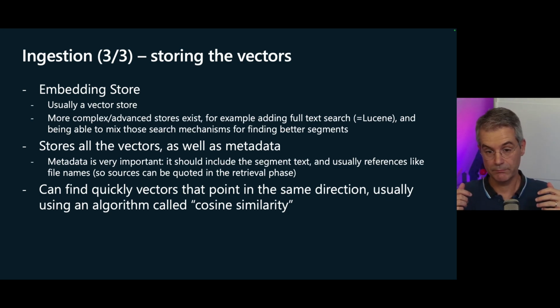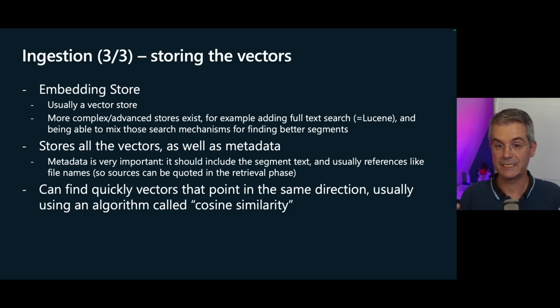And the good thing with vector stores is that they are very fast and very good at finding similar vectors, so vectors which point in the same direction. There are different algorithms for this, but the most common one is cosine similarity. So it's just calculating the angles to see which vectors point to the same direction.